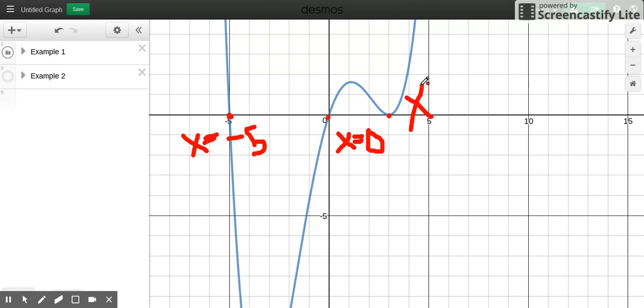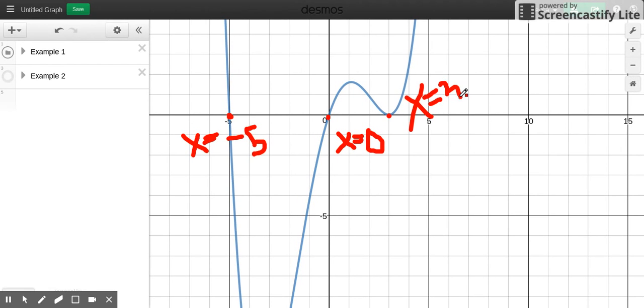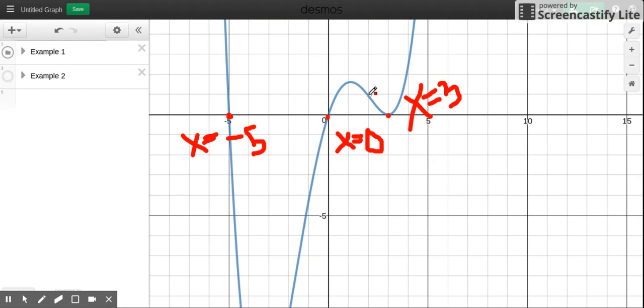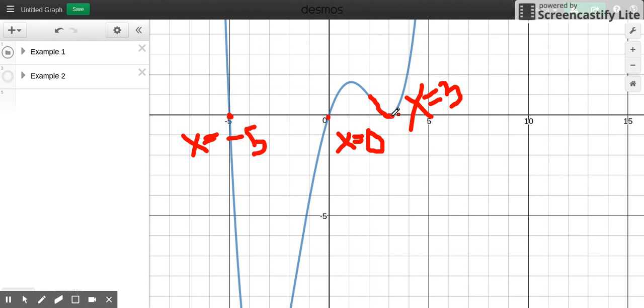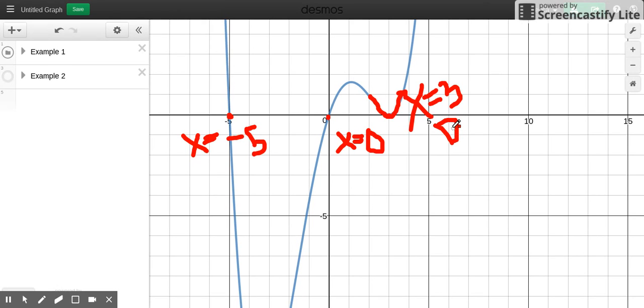And this one, do you see how it bounces? Let me show you how it bounces. Because it starts going towards the x-axis, but instead of crossing it, it bounces away. That's a double root. Okay, so we now have to think about what factors would give us these roots.